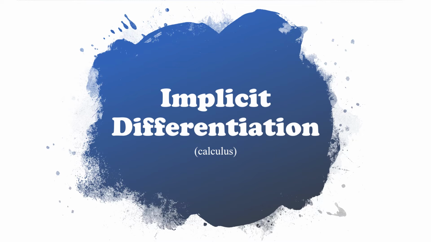Today we are at implicit differentiation. We would have already looked at the power rule, the product rule, the chain rule, and most recently the quotient rule. So today we're moving on to implicit differentiation.